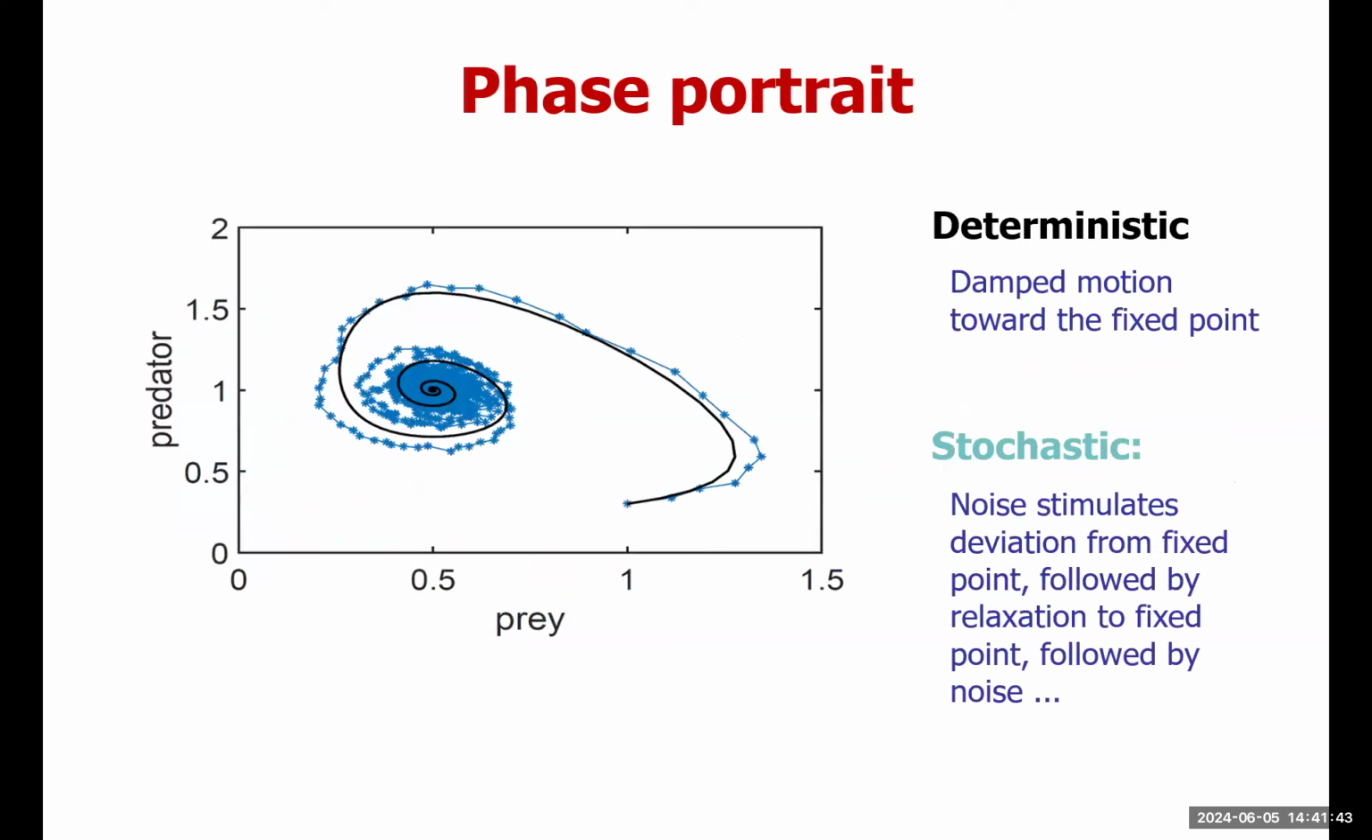Okay, so the deterministic motion is damped motion towards the fixed point. Stochastic noise stimulates the deviation from the fixed point, followed by the relaxation to the fixed point, followed by noise, etc., etc. So that's what it looks like.